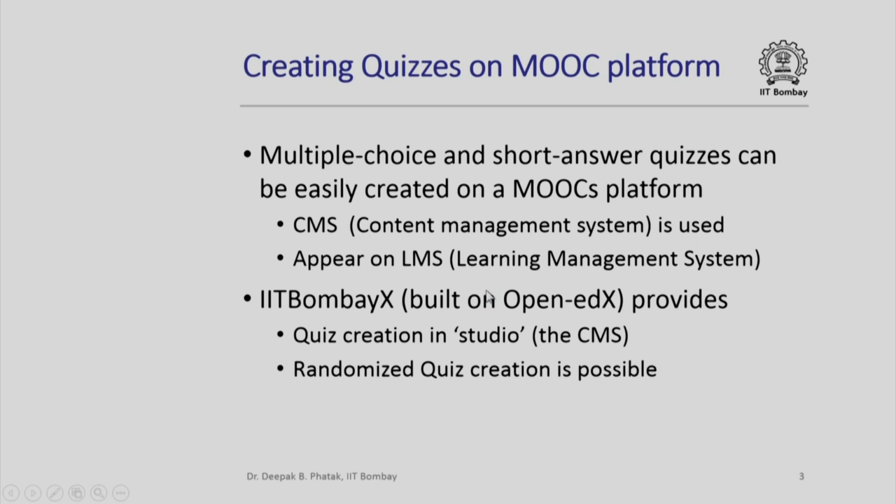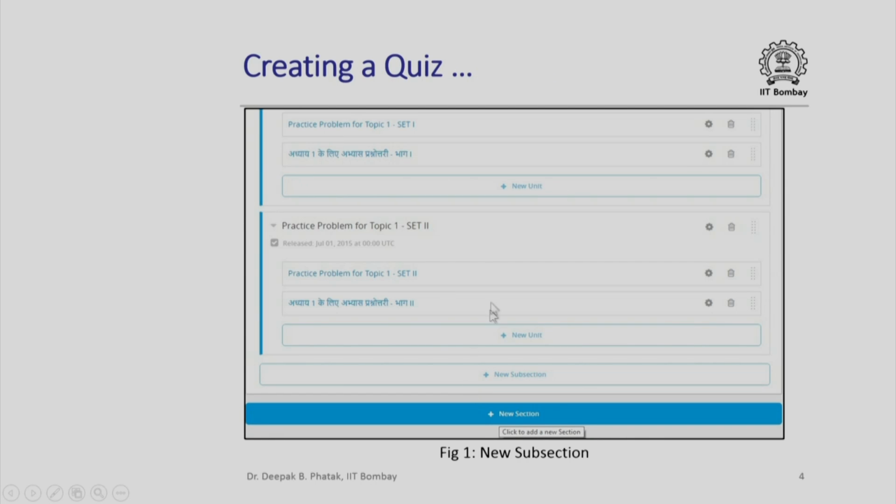Now, in this studio we create the quiz, and randomized quiz creation is also possible. We will see some examples here. First, let us consider how a quiz is created. In the studio, there is a set of contents which are displayed to the teacher. The teacher usually creates sections, subsections and units. In any particular week you will have sections, in any particular section you could have subsections, and in a subsection you could have units. This is an example where I want to create a new subsection.